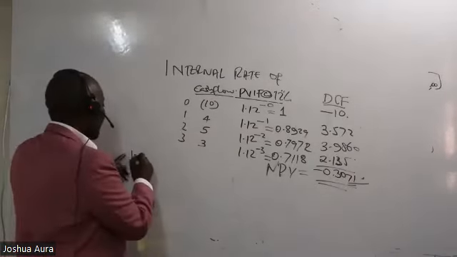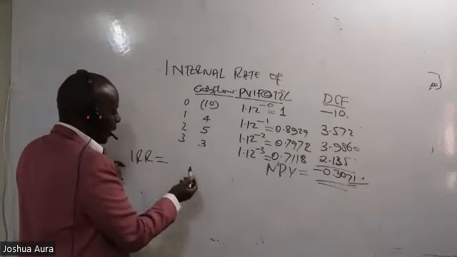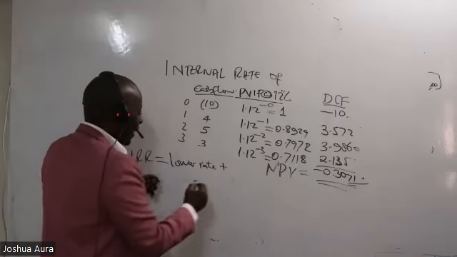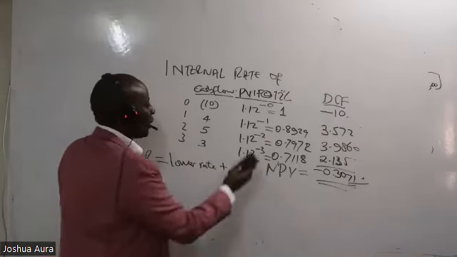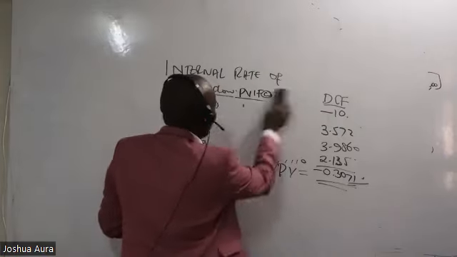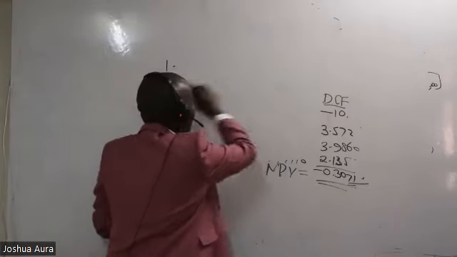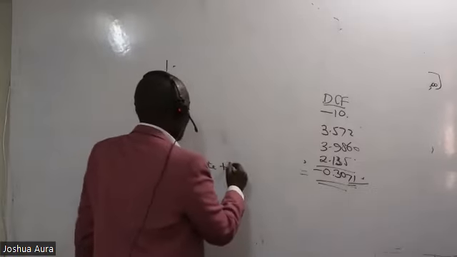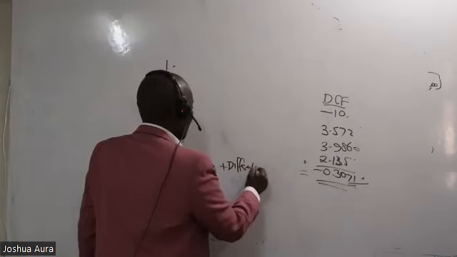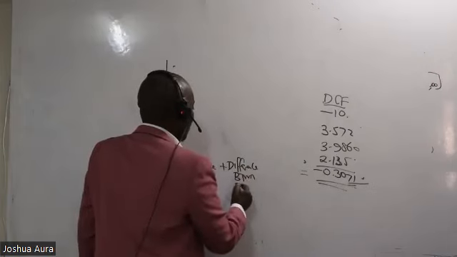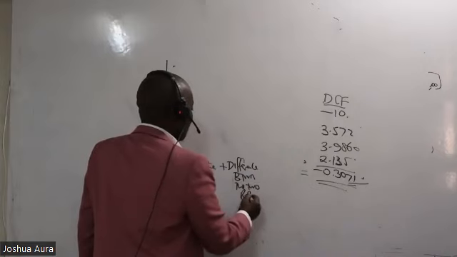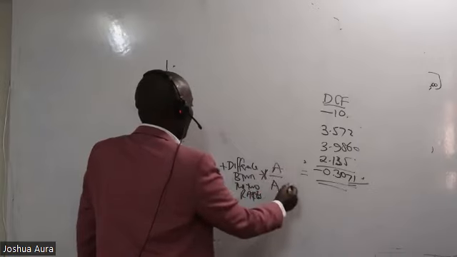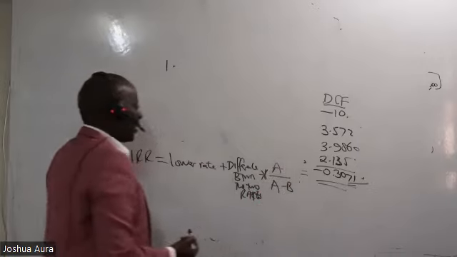Thank you very much. Now, ladies and gentlemen, come here, the last bit of this. Remember, how do we get IRR? We have these many formulas. The formula of IRR: you take the lower rate, you say plus the difference between the 2 rates, times A over A minus B, like that.